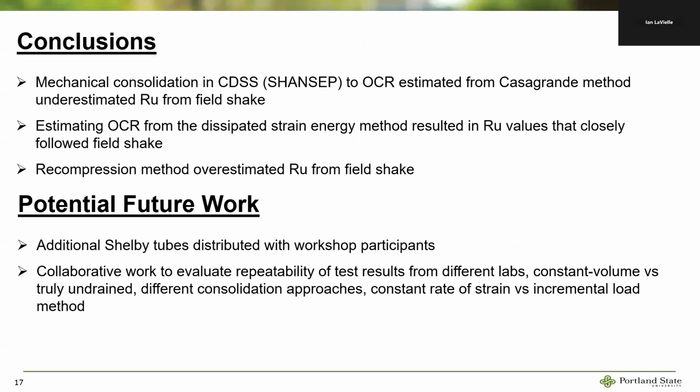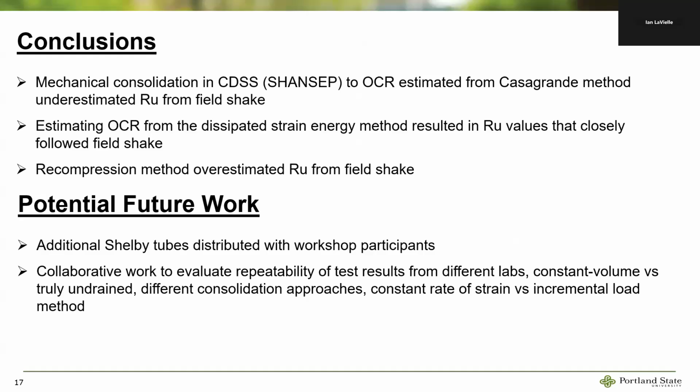Constant volume versus truly undrained. The test that we've been doing is constant volume. I always wonder about the pore pressures that we back calculate using constant volume, how accurate those are. So if any of the people that have expressed interest in getting a Shelby tube have a truly undrained device, I don't know, there are issues with using a truly undrained device for silty soils too, because the pore pressures take a while, it takes time to equalize. But anyway, that might be one thing to look at in the future.